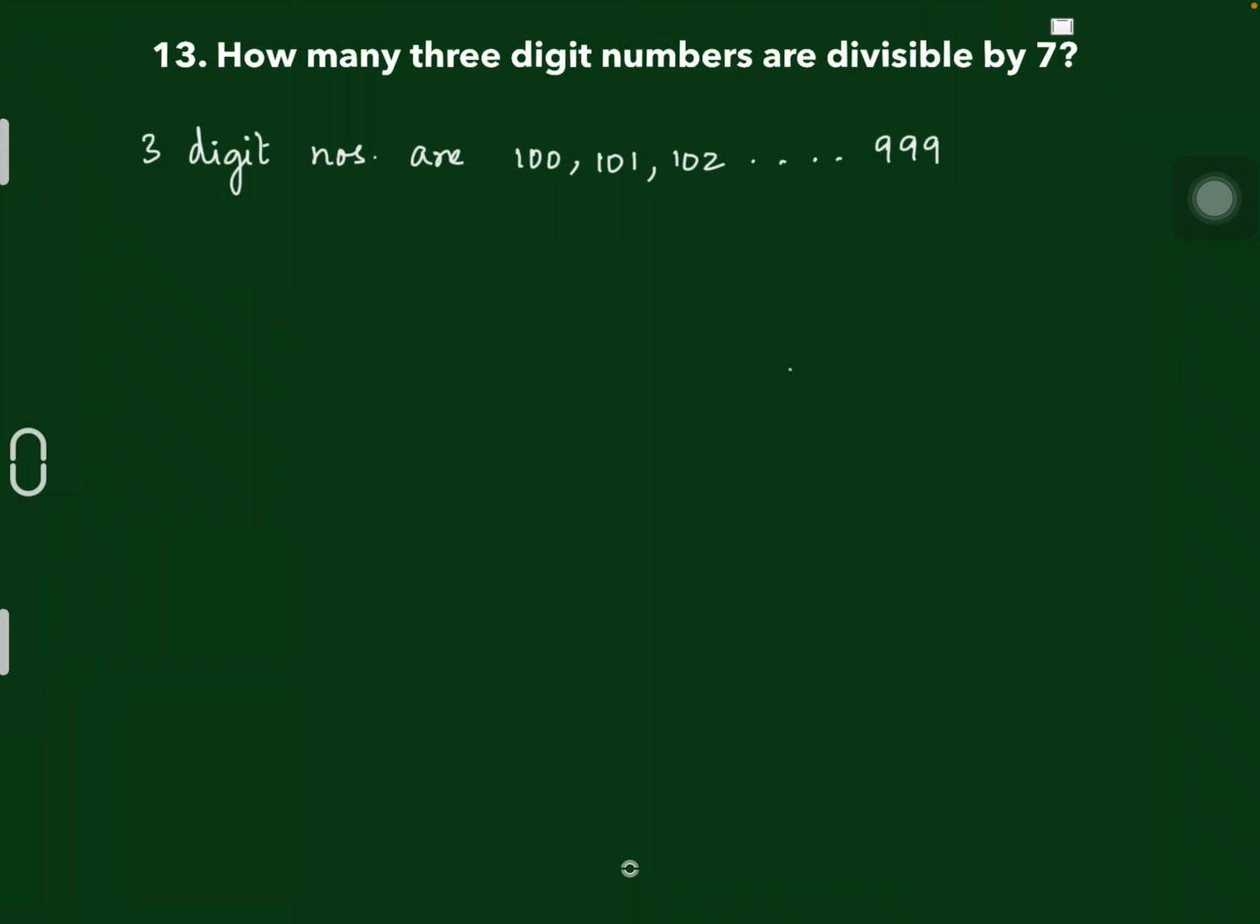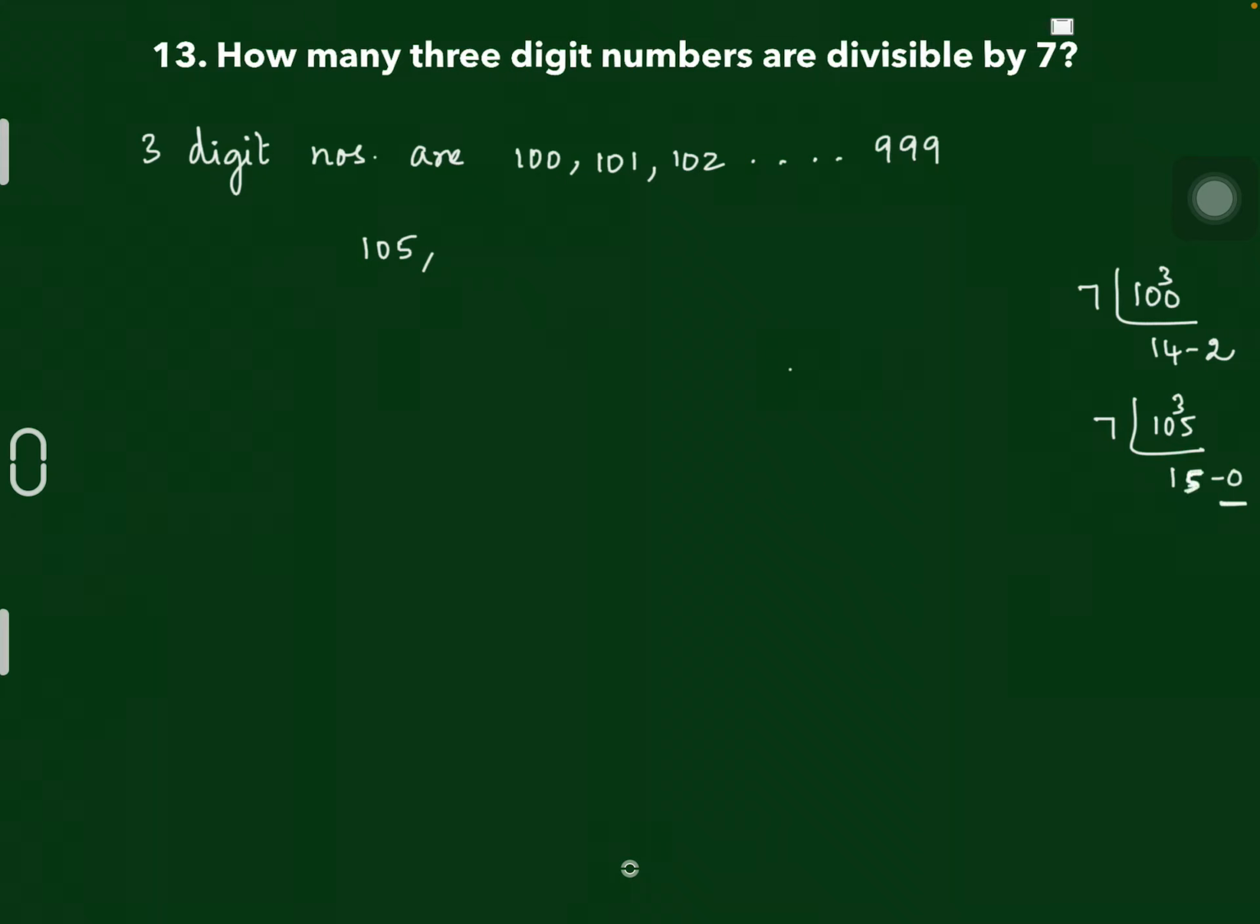In that, how many 3-digit numbers are divisible by 7? So when you see, 100 is not divisible by 7, because 7 ones are 7, 7 4s are 28, you get 2 as the remainder. 101 also doesn't work. So 102, when you keep trying like this, 105 is divisible by 7. 105 is divisible by 7 because 7 ones are 7, 3 remainder, 7 5s are 35. So you get the remainder as 0. So 105 is divisible by 7.